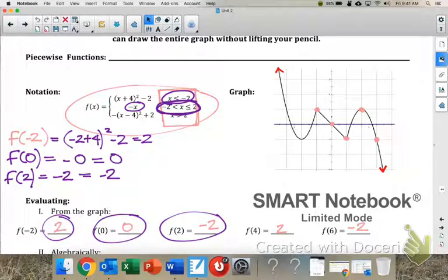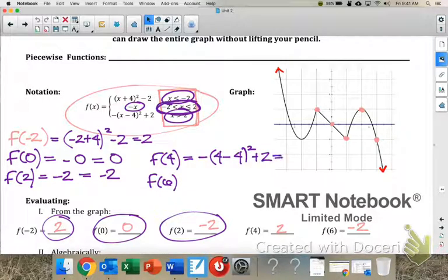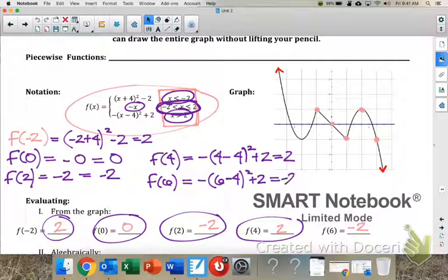F of 4 and f of 6, both 4 and 6 are going to fall into this category of x being greater than 2. So I'm going to plug them into the third equation. So negative 4 minus 4 gives me 0 plus 2 gives me 2, just like I got here. And negative 6 minus 4 squared plus 2, 2 squared is 4, negative 4 plus 2 is negative 2, just like I got from the graph.